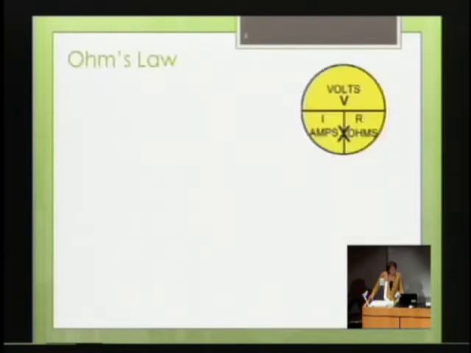What is current, what is resistance? Ohm's law, what does this thing show me here? If I'm talking about current, I want to find out current, you will cover that sector there, and it will be given by what formula? V over R, right? If you want to look for voltage, you will cover that, and V equals I times R. I times R. Very good.